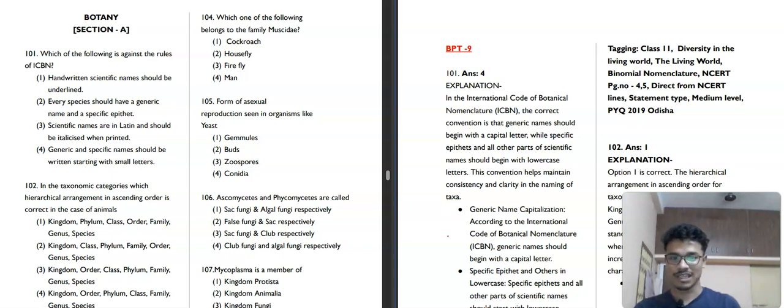So today we will discuss the BPT-9 botany section. BPT-9 botany section, that means questions 101 to 150. So let's start with this botany section.